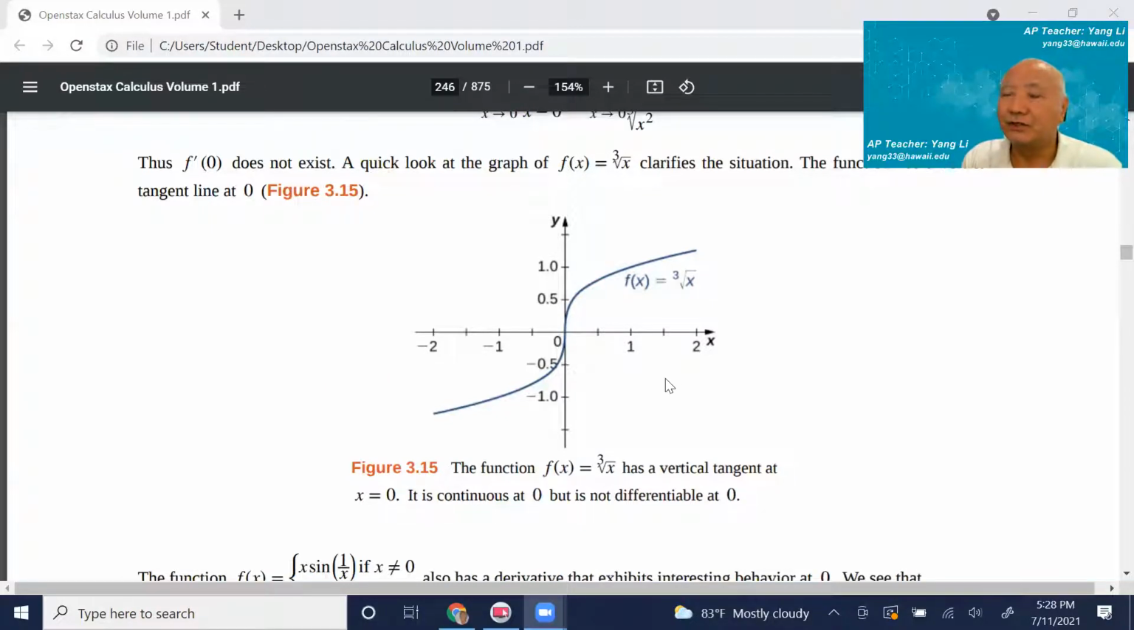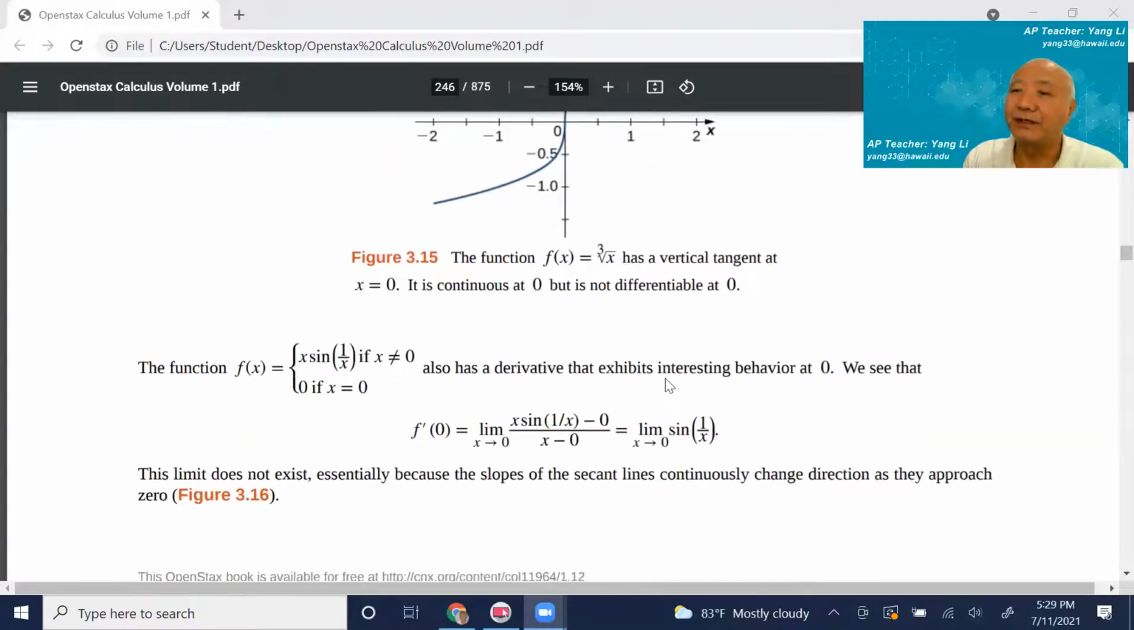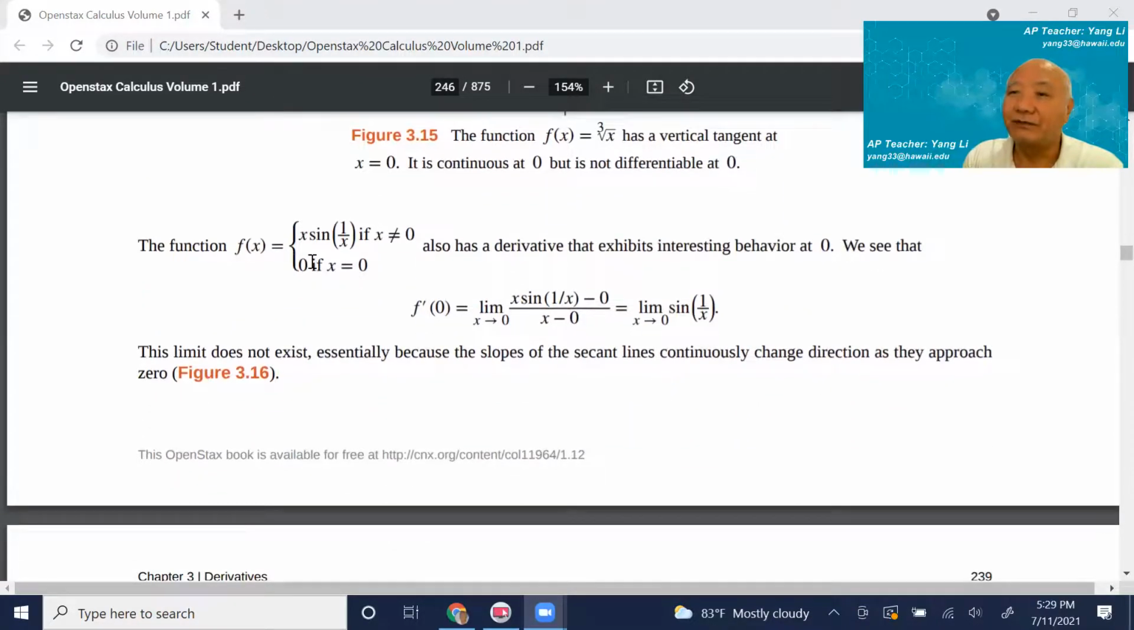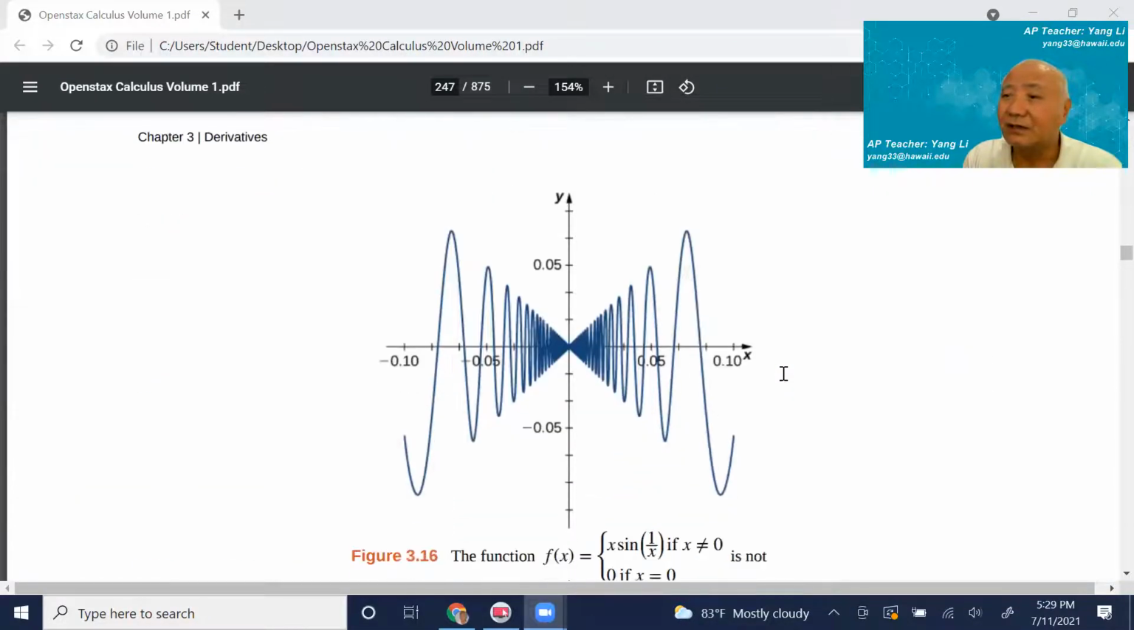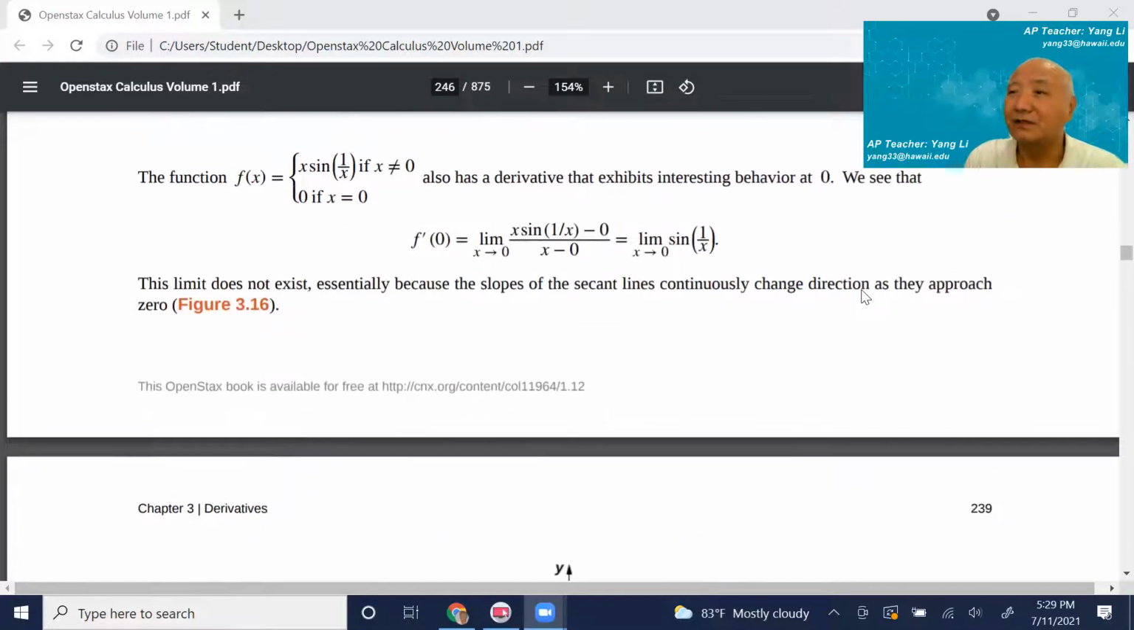Now, we showed two already, and then we go to the third one here. You have the piecewise function here. When x is not equal to 0, f(x) equals x times sine of 1 over x. When x equals 0, f(x) equals 0. When you take the derivative using the definition, you will get this, right? And then you can see the derivative as x approaches 0. This kind of thing, you can see that the graph keeps shaking up and down, like this one here.